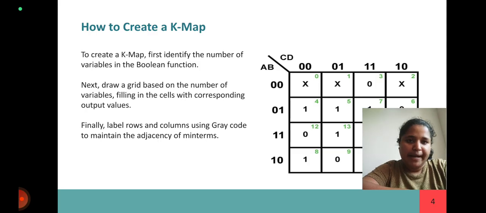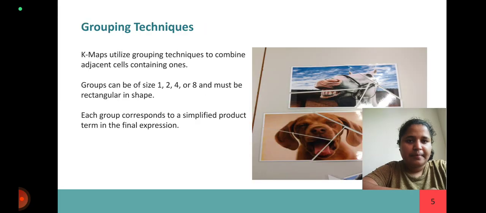How to create a K-map? To create a K-map, first we have to identify the number of variables in the Boolean function. Next, draw a grid based on the number of variables, filling each cell with its corresponding output value. Finally, label the rows using the Gray code to maintain adjacency in the minterms.